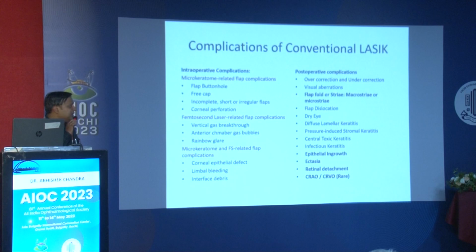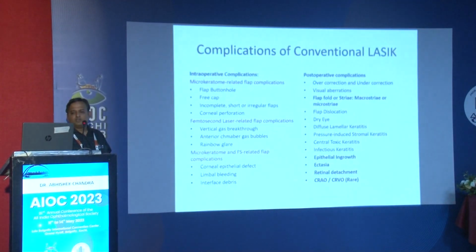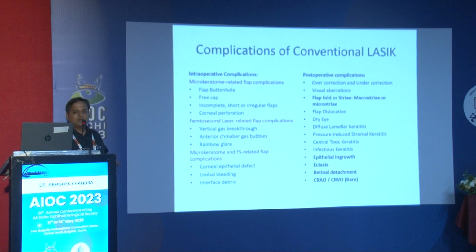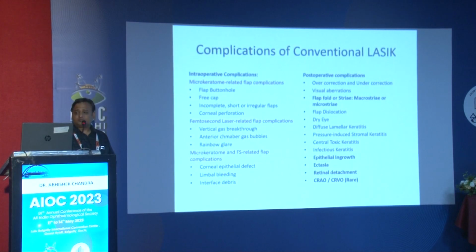So now coming to the main thing, what is all about LASIK? Any surgery is usually not difficult, but the complications to be managed is the most important thing for any surgery. So if you see the complications of conventional surgery, usually most of the complications are related to the flaps. If you take the complications of microkeratome related flaps, it can have a buttonhole, it can have a free flap, it can have an incomplete, short or irregular flap, then there can be wrinkling of the flaps, there can be a corneal perforation, and even if it's femtosecond, there can be a vertical gas breakthrough, anterior chamber gas bubbles, rainbow glare, other things.